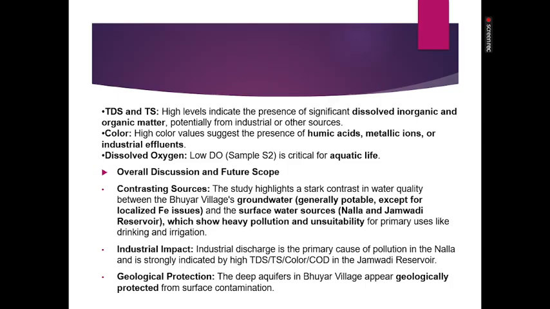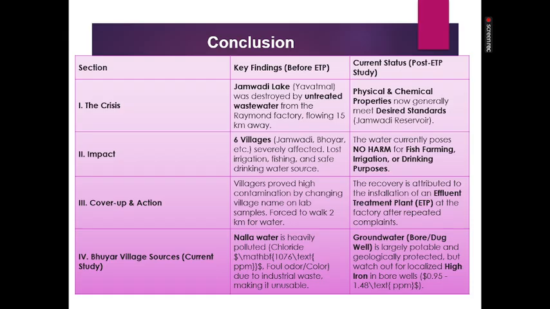The overall discussion and future scope. The contrasting sources: the study highlights a stark contrast in water quality between the Bhoyar village groundwater, generally potable except for localized fluoride issues, and the surface water sources, Nala and Zamwadi reservoir, which show heavy pollution and unsuitability for primary uses like drinking and irrigation. Industrial discharge is the primary cause of pollution in the Nala and is strongly indicated by TDS, TS, color and COD in the Zamwadi region. The geological protection: the deep aquifer in Bhoyar village appears geologically protected from surface contamination.